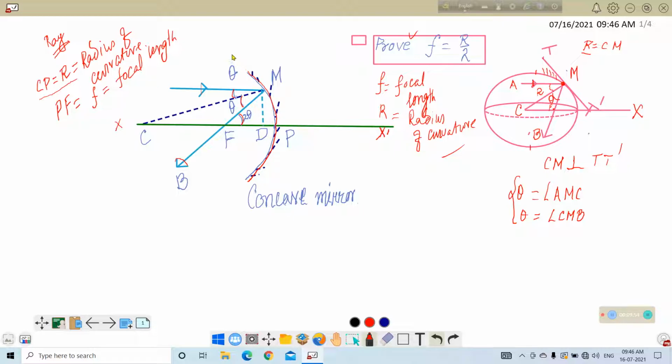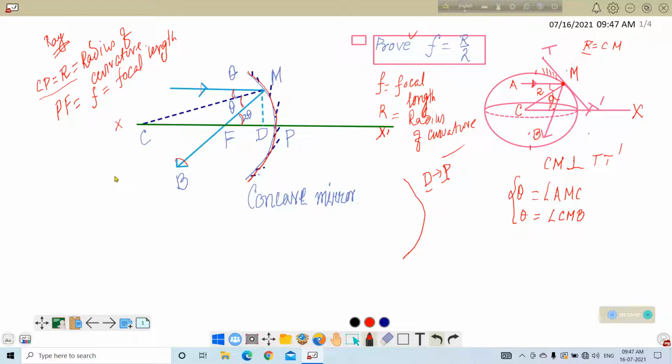For a particular shape of this curve, P approaches D. That means we can say point D tends to P. That means D and P, though 2 points are separated here, these 2 points are treated to be a single point. Okay. Now, from the geometry, we can say tan theta is equal to MD by CD.